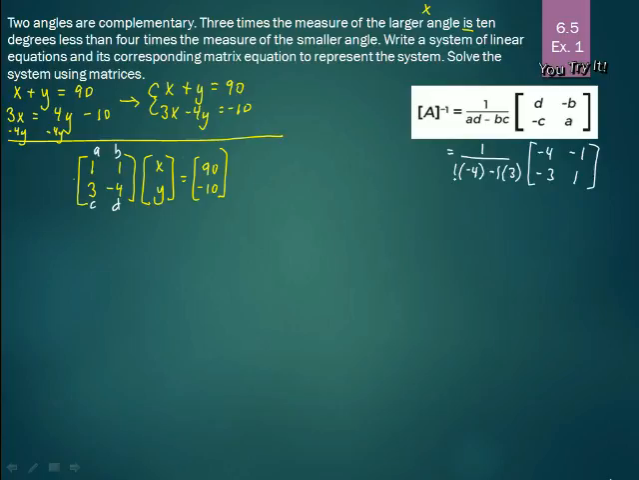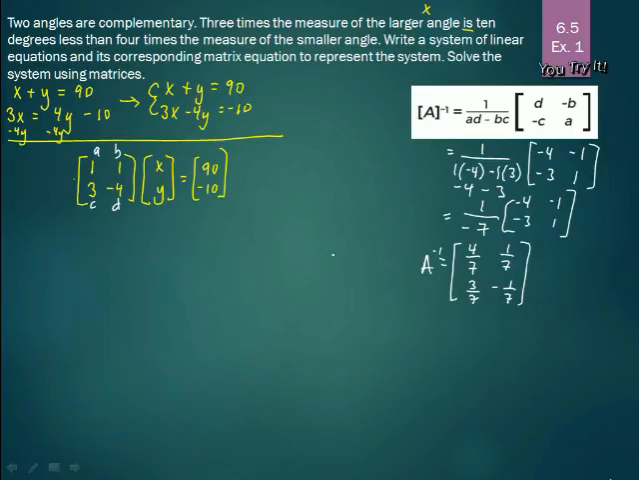So then 1 over, well, 1 times negative 4 is negative 4, minus 1 times 3 is minus 3. So we get 1 divided by negative 4 minus 3, which is negative 7, and then times our matrix. So multiplying negative 1/7 by each term, we get positive 4/7, positive 3/7, positive 1/7, and negative 1/7. So we can now put this inverse on the left of each matrix, so I'll go ahead and do that.